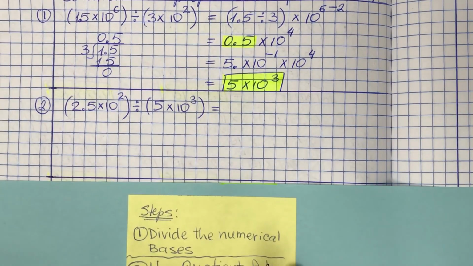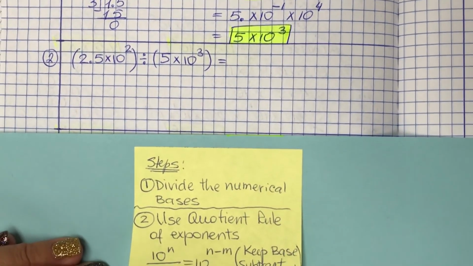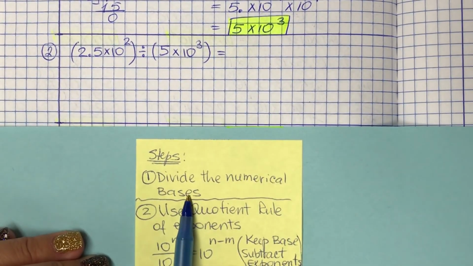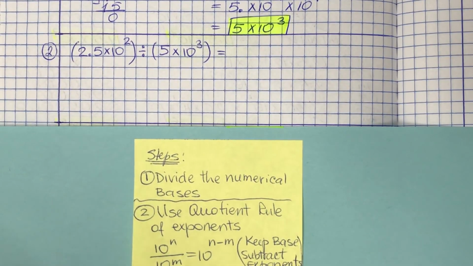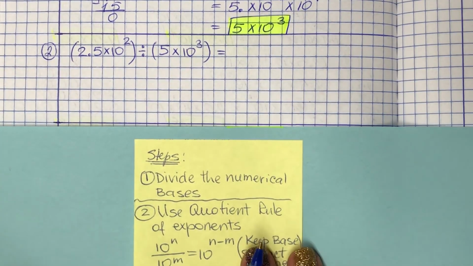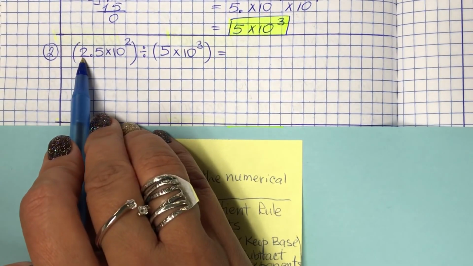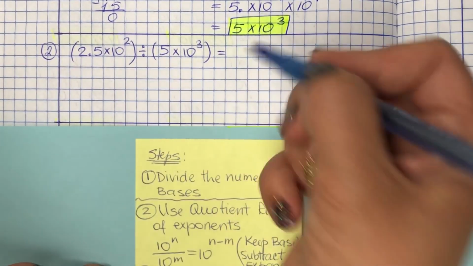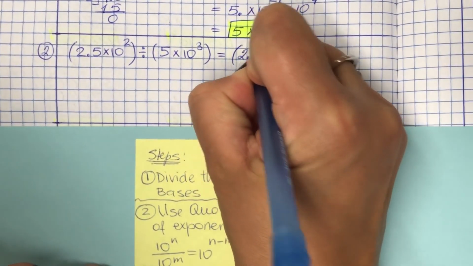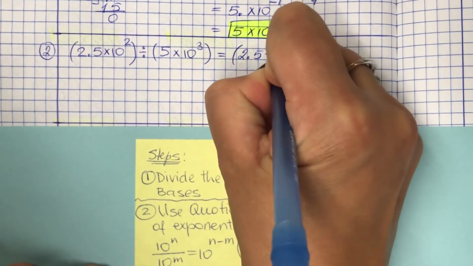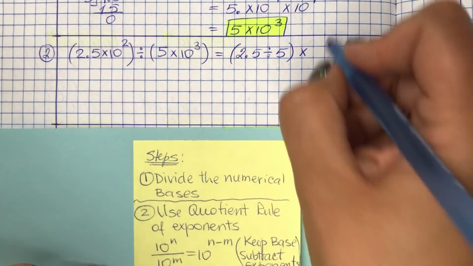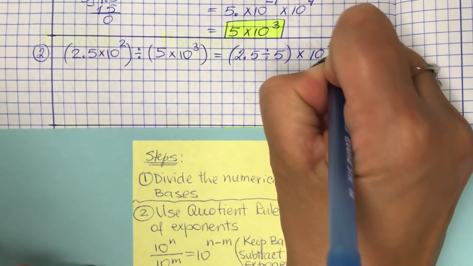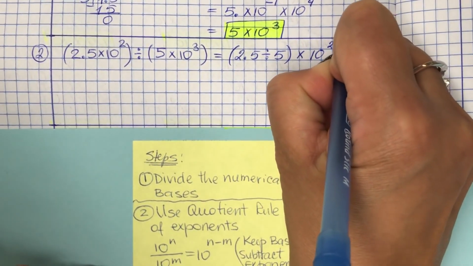Let's see another example. Following the same steps, we are going to divide the numerical bases, use the quotient rule for the power of 10, and then write the solution in proper scientific notation. So we have numerical bases, 2.5 divided by 5, multiplied by the power of 10, subtract the exponents 2 minus 3.